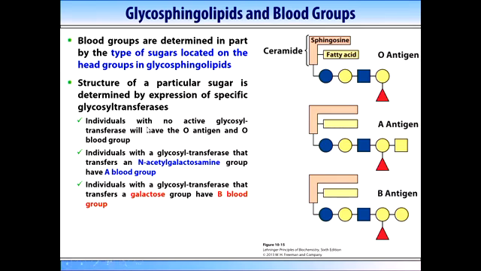Individuals with no active glycosyl transferase will have the so-called O group, or group 1. This is the schematic structure of these glycosphingolipids on the surface of their blood cells. If N-acetylgalactosamine is transferred, see, this one is N-acetylgalactosamine, then it will be the second group. If you have galactose instead of galactosamine, that would be group 3. And if both of them are active, that would be group 4. Okay.